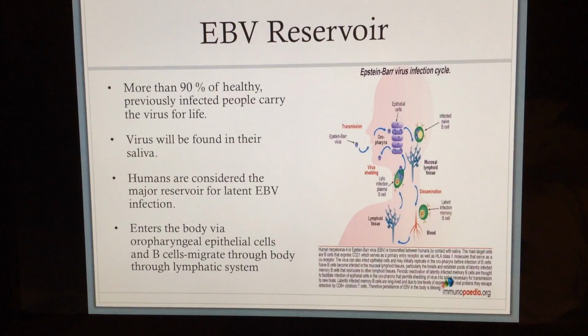So you could see a picture on the right where the Epstein-Barr virus is transmitted in the nasal passageway, infects the epithelial cells, travels through the lymphatic system. On the bottom right, you could see that there's latent infection in memory B cells, which are memory cells that are long-lived, and they escape cytotoxic T cells. So therefore, because of these memory cells, the presence of the Epstein-Barr virus in the body is lifelong.